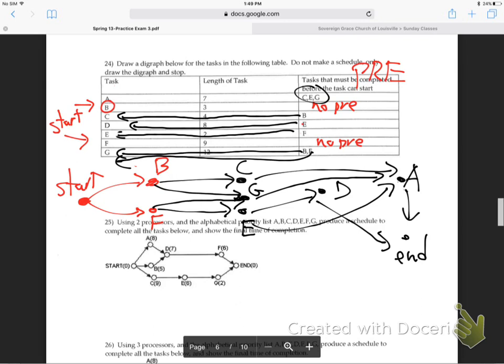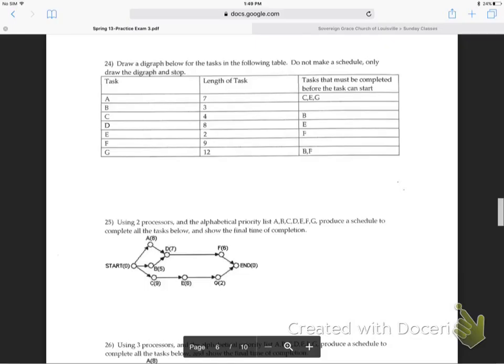Just make sure you got them all. I got this one, this one, this one, this one, this one, this one, this one, this one. So I got all the arrows. Do you see why D and A both point to the end? Because they're not pointing away to anything else. And you see how we started with B and F? Because B and F had nothing before them, no pre, so they were the starters. Okay, let's go to 25. We good with that? All right, 25: use 2 processors and do that whole map thing there.